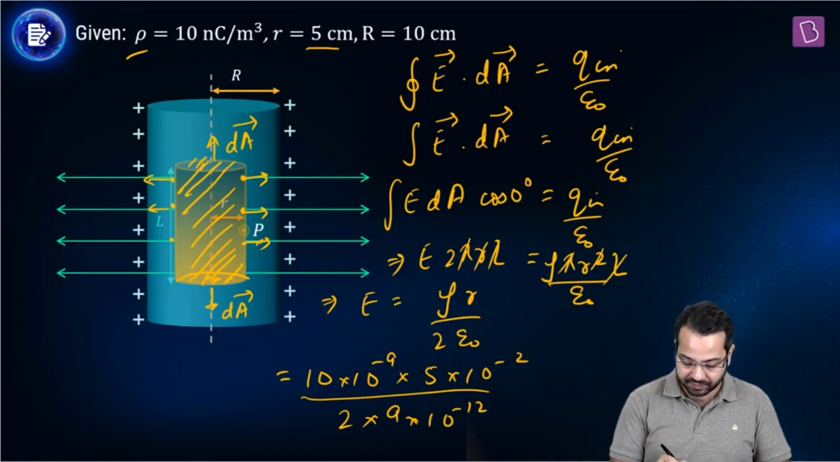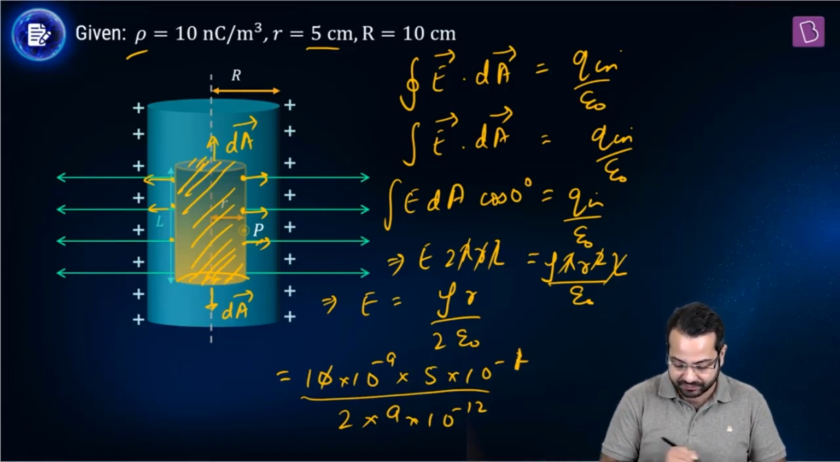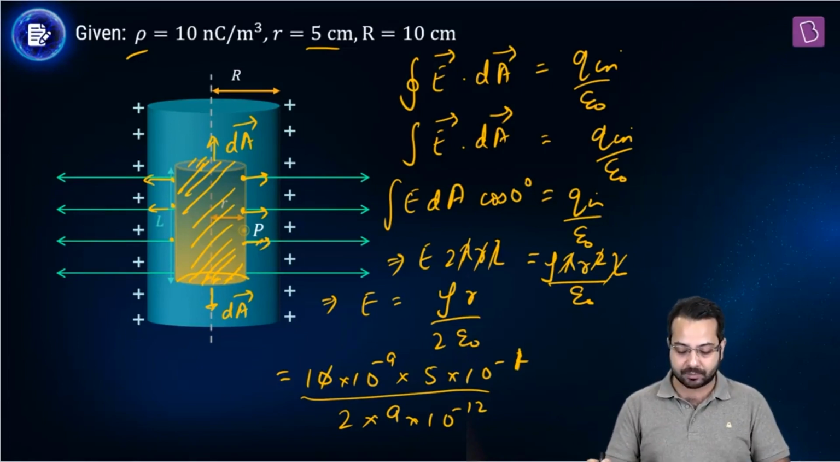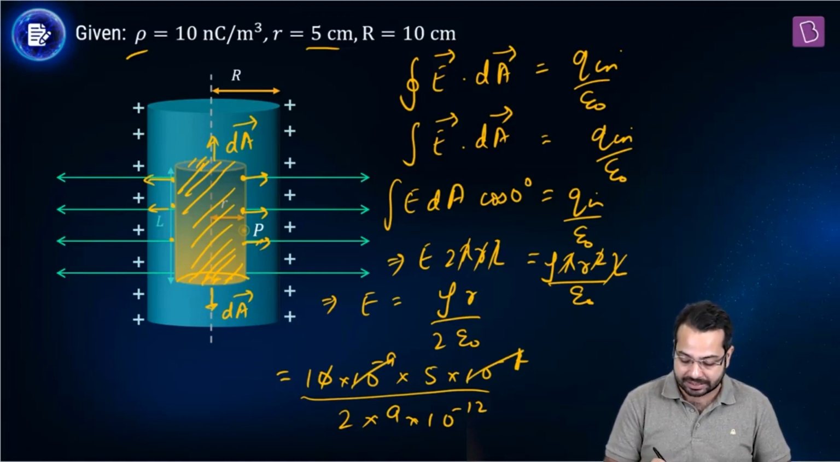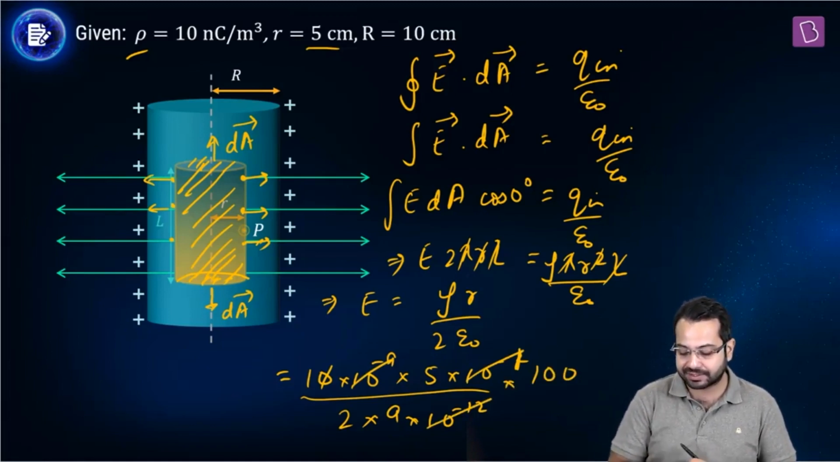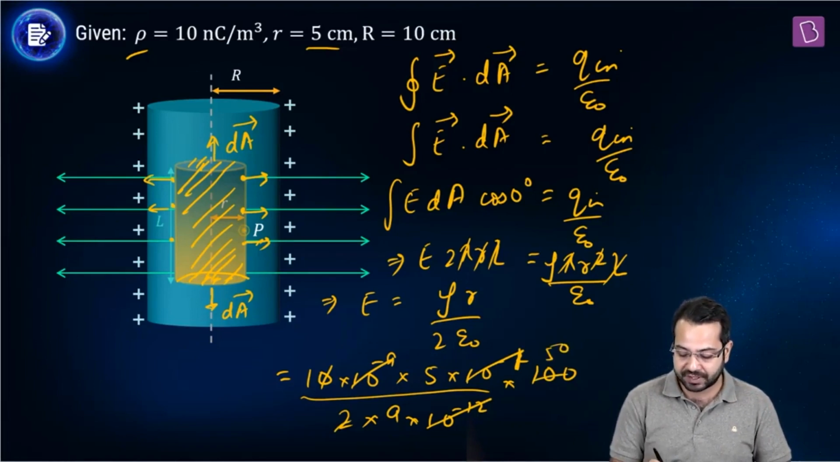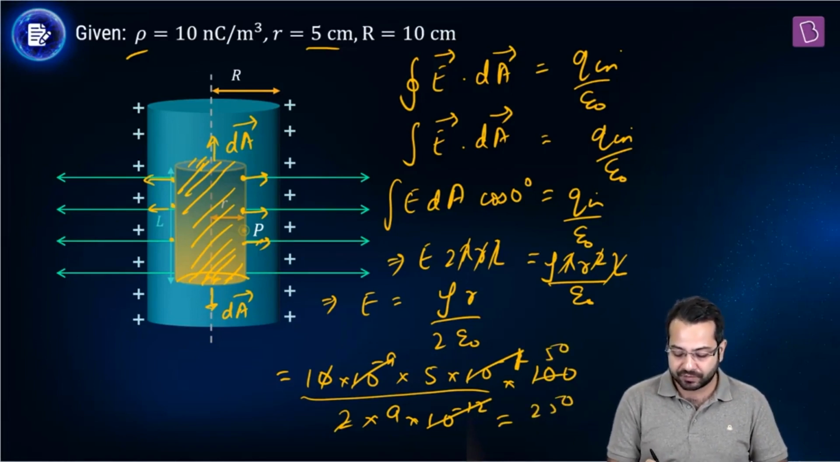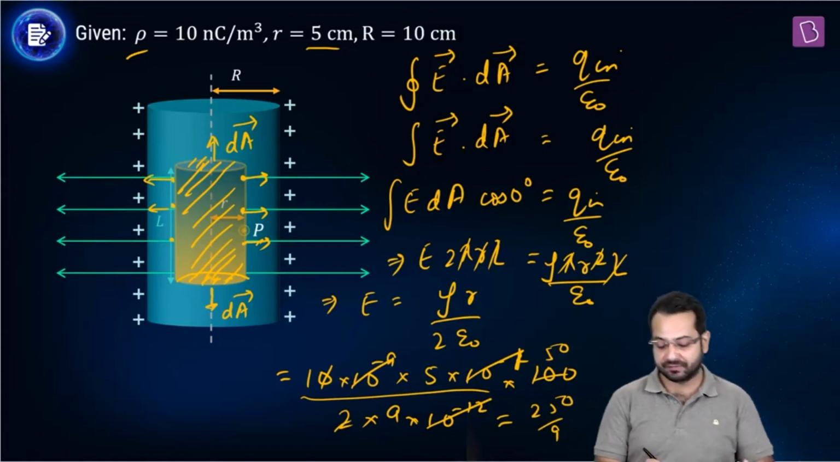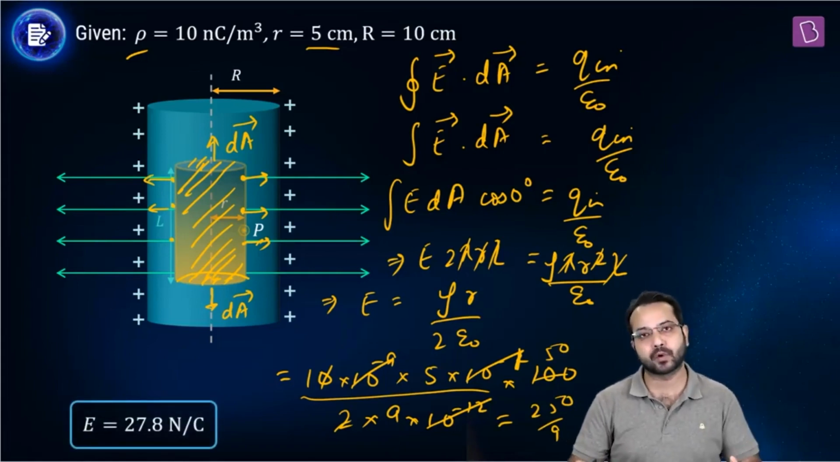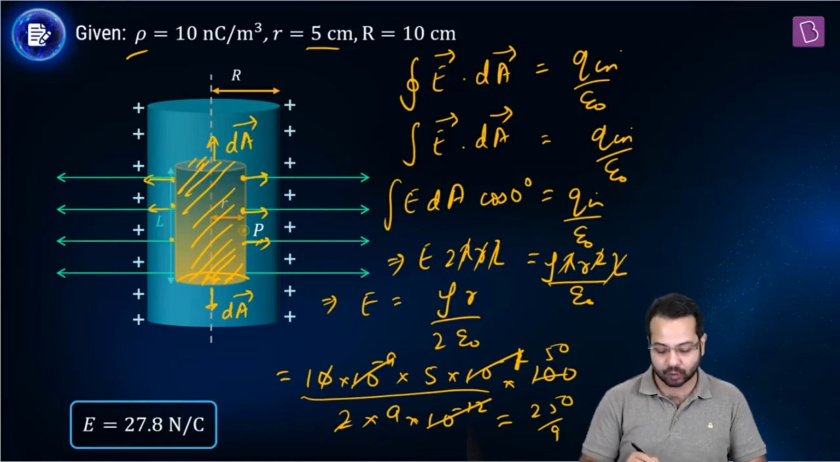Alright, so what do we have here? This 10, and then we'll have 10 to the power minus 1. Now 10 to the power minus 9 and 10 to the power minus 1 is going to make 10 to the power minus 10. And when this goes upstairs, this is going to become 100. So 2 and 50, so we are left with 250 divided by 9. And if we do the simple calculation, we are going to get approximately 27.8 Newton per coulomb. That is going to be my answer.